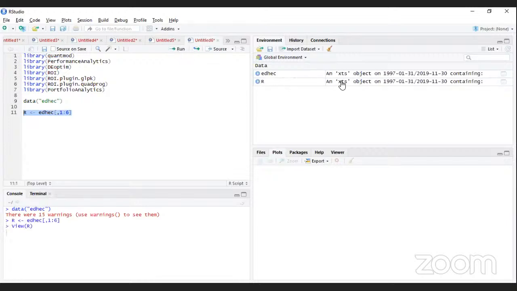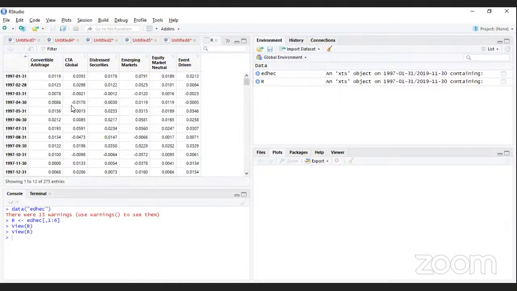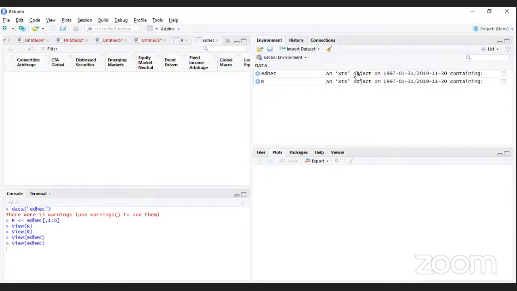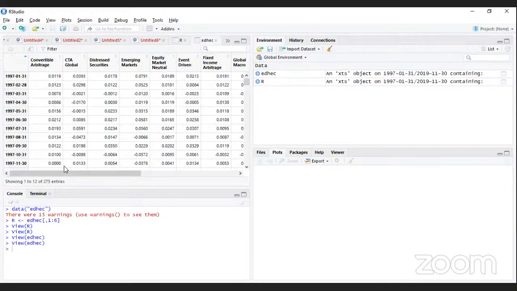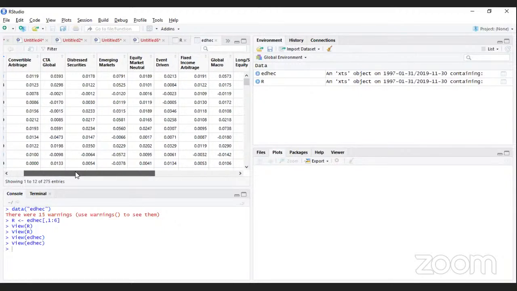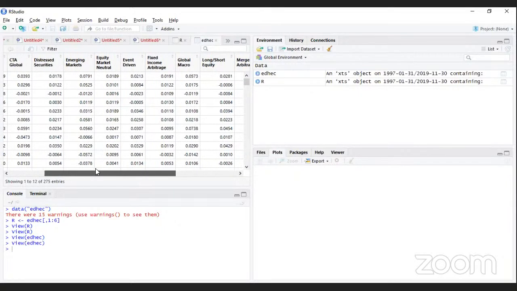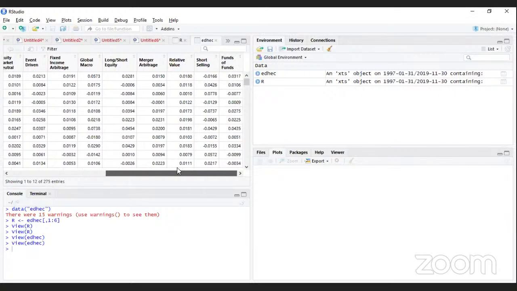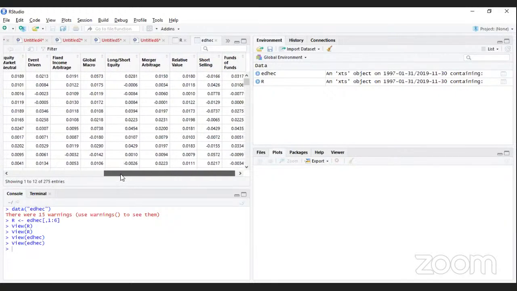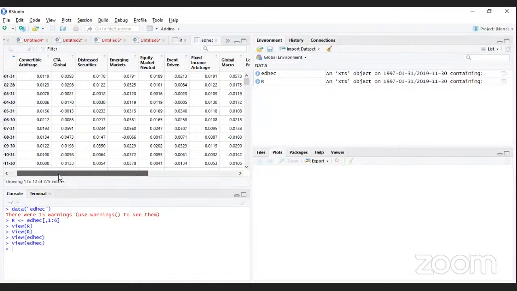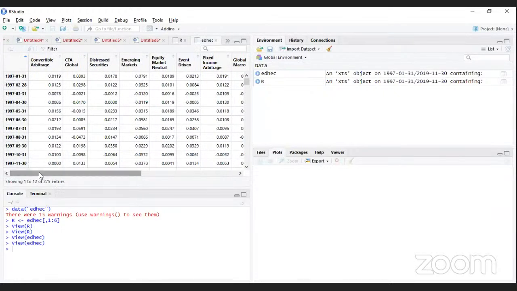It created. Now let me see what it is. So if you see, EDHEC also has the price of various different kinds of your stocks. Some convertible arbitrage, CTA, distressed securities, some kind of your financial assets. It has the data.